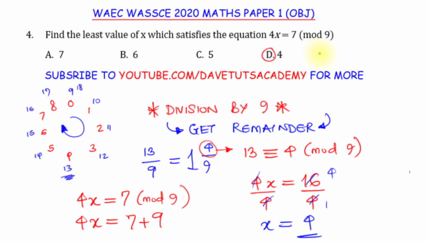What you need to pick if you really want to get this is that when you are actually working in mod 9, you can add the 9 to solve this type of question. You can add 9 to 7, that will give us 16. So you can solve for x appropriately. Alright, so 4 is the answer to this question.